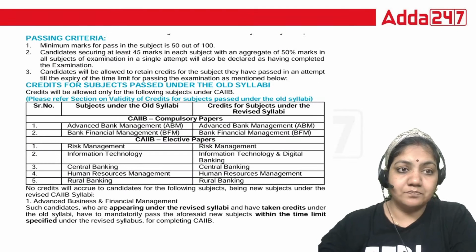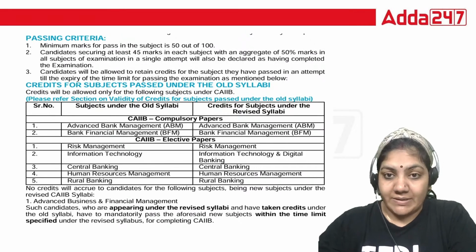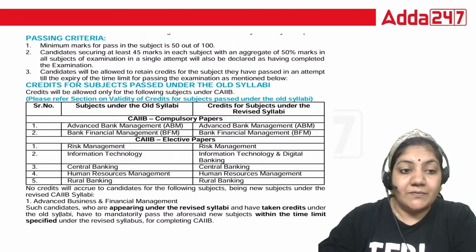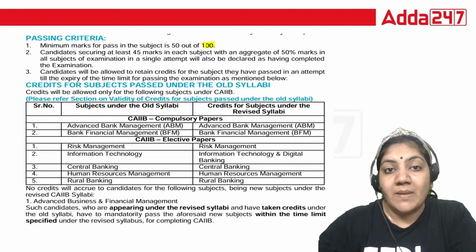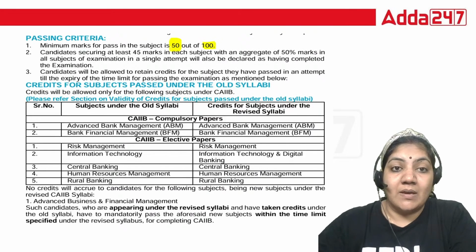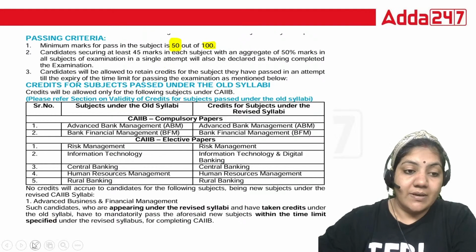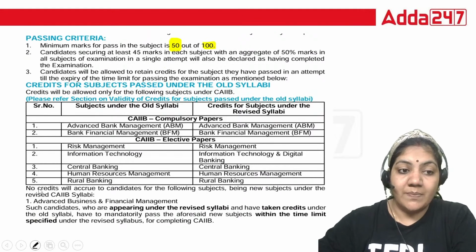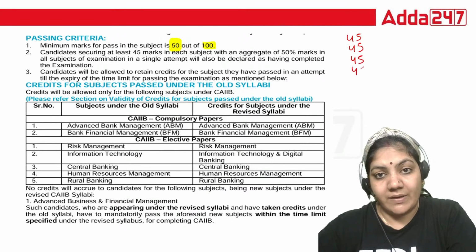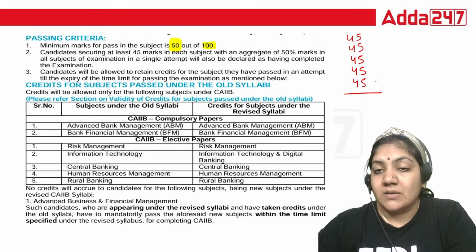Now the passing criteria. The minimum marks to pass in a subject is 50 out of 100. So your paper will be of 100, and you have to score at least 50. Suppose there are five papers, and suppose you get 45 marks in each.